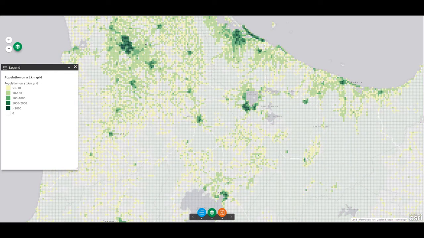So let's compare the same data converted to grid. This seems to me to be much more representative of where people actually live and where they don't live. And this is something we want our official statistical releases to show.